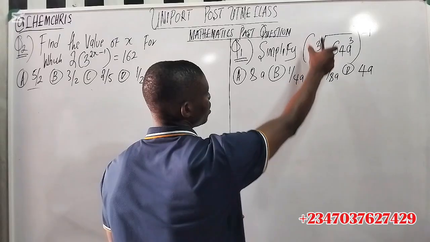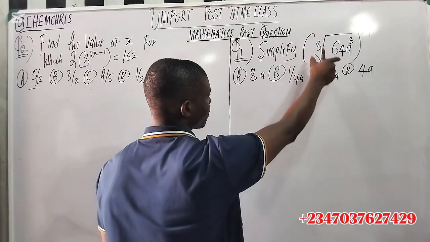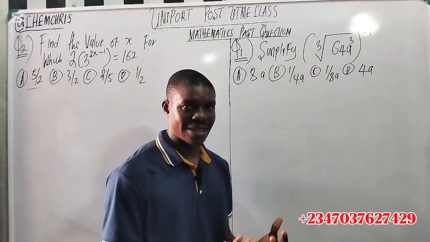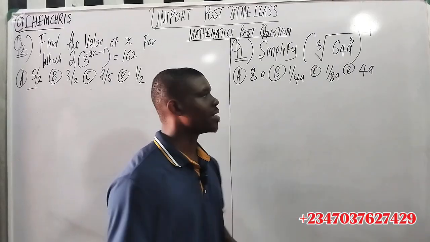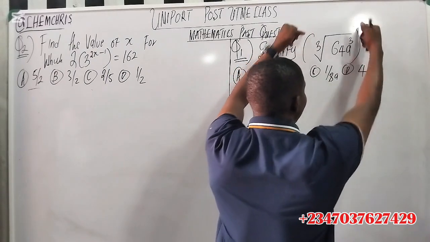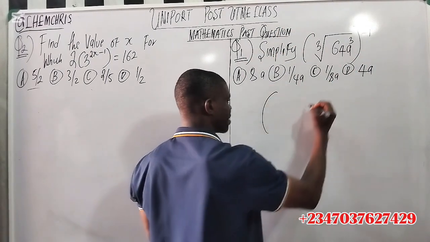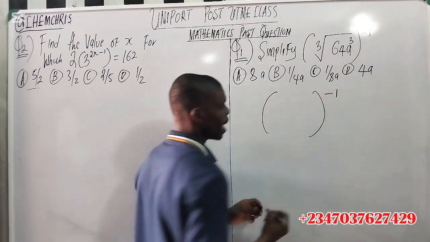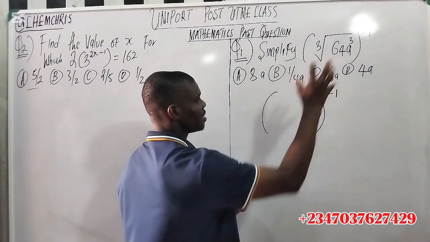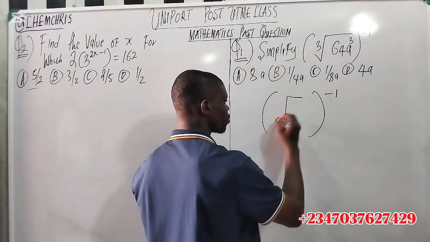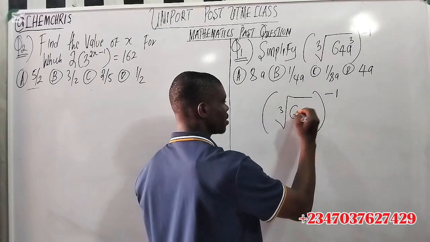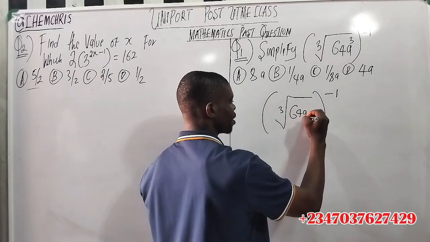Now the first one: simplify this expression here. When they say simplify, that means break it down. If you look at it very well, you can see that there's a whole bracket here with a power of -1. Now inside the bracket, we have what we call a cube root, and inside the cube root we have 64a raised to power 3.